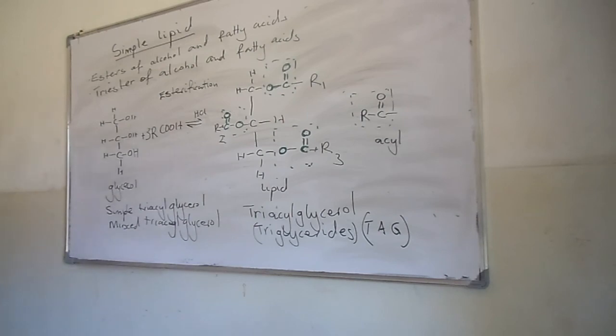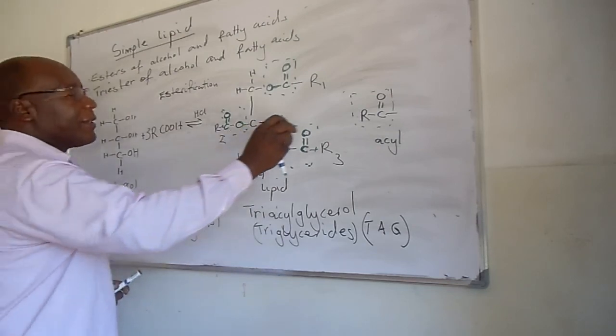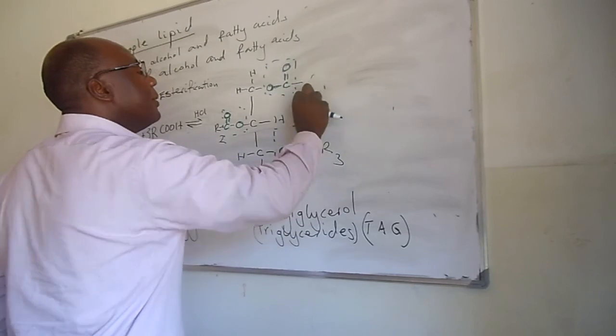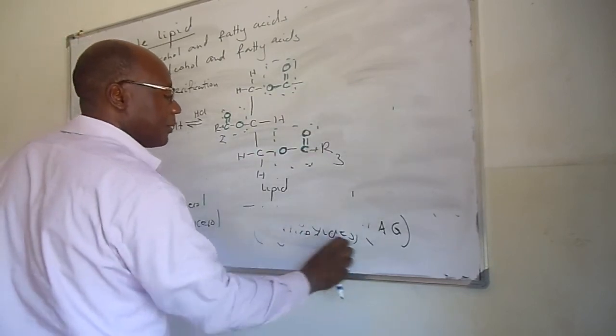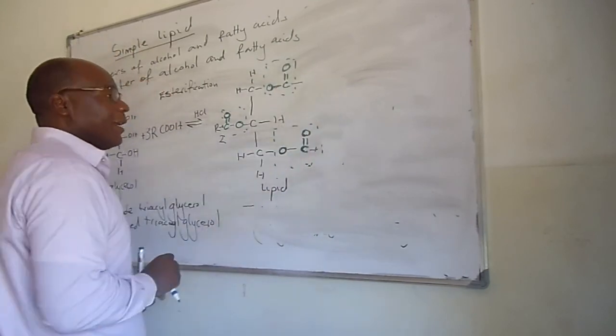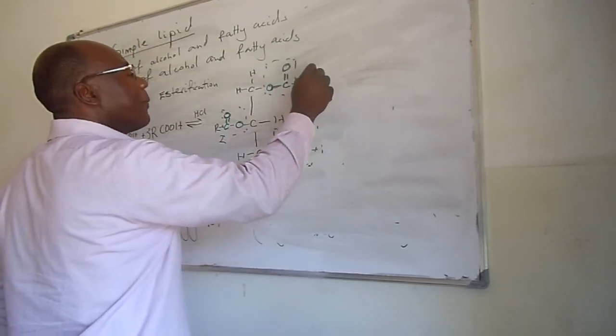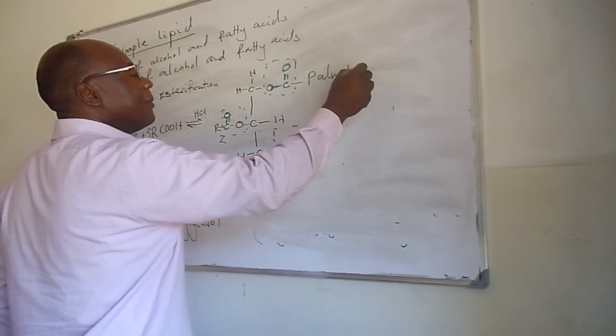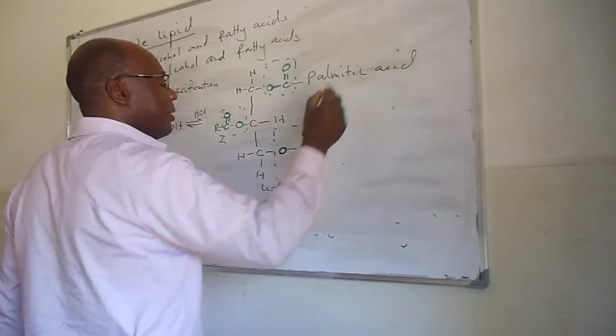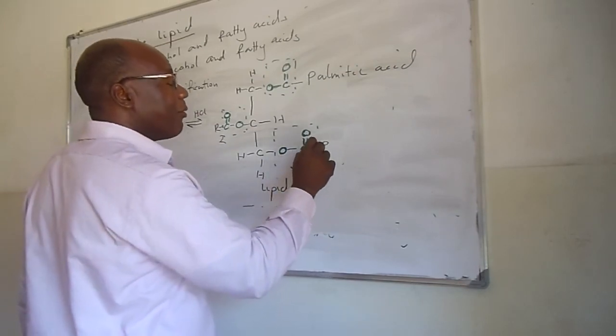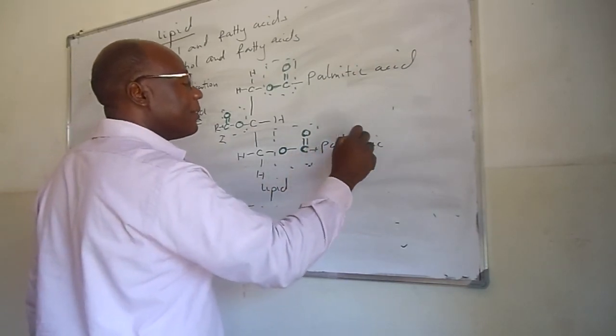Okay, I hope we are together. Right. So maybe let me give examples of what I mean before someone gets lost. So instead of putting R here, I'll say palmitic acid. It's not even right, but I'm just trying to demonstrate it. And here I also have palmitic acid attached.